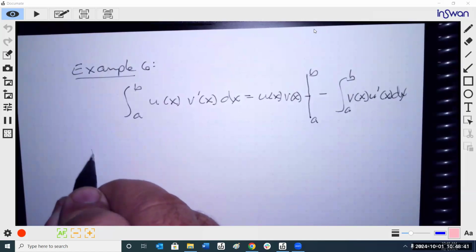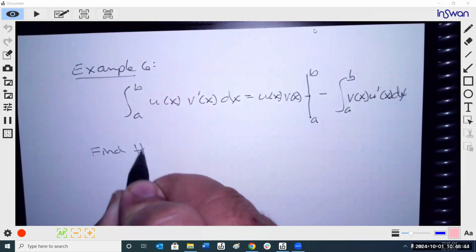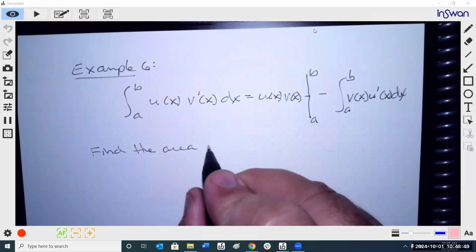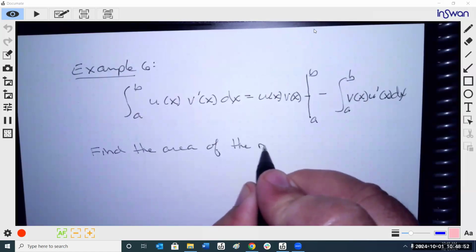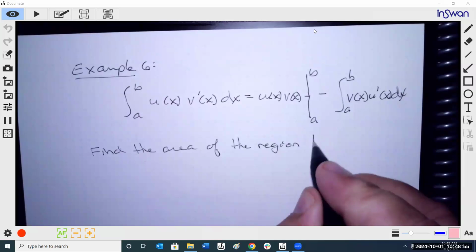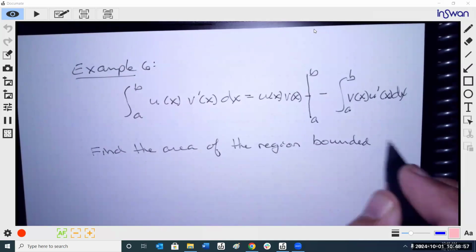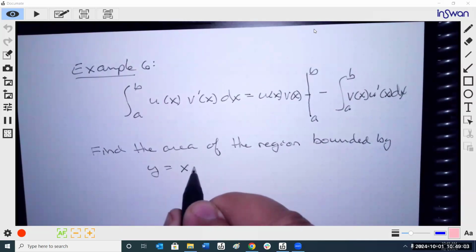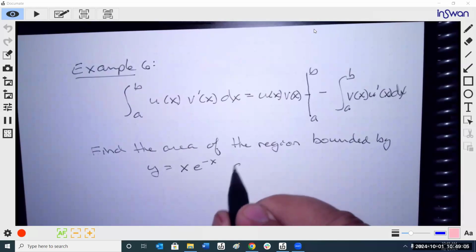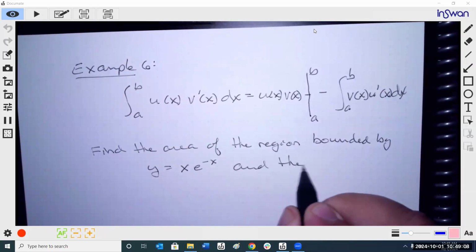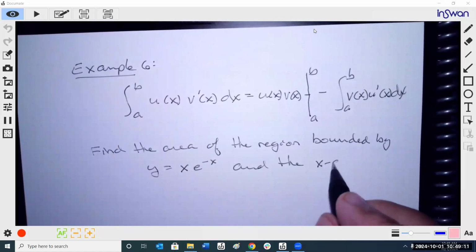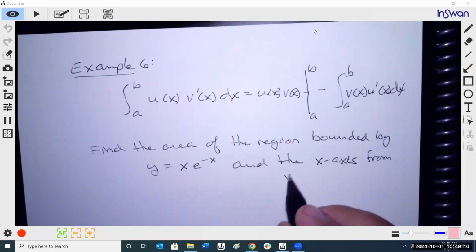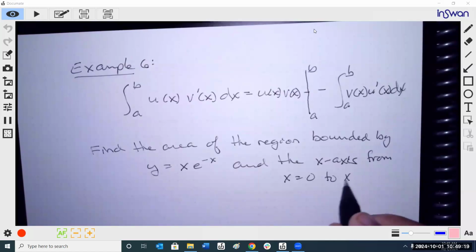So this one says find the area of the region bounded by y equals x e to the power x and the x axis from x equals 0 to x equals 4.